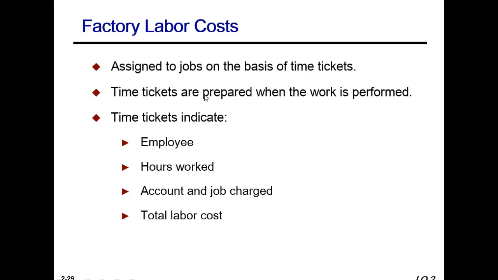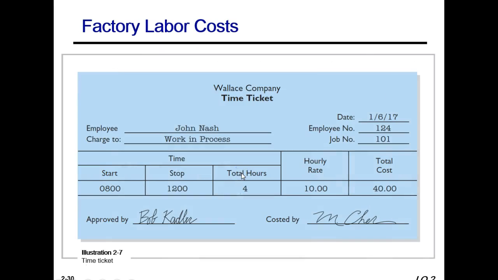The factory labor costs are going to be assigned specifically to jobs based on time tickets, and the time tickets are going to show how much they've worked, the employee, and the accounts they get charged to. So as you see here, this employee who is working on a job, number 101, his hours, 4 hours of this are going to get charged to job 101. Okay?